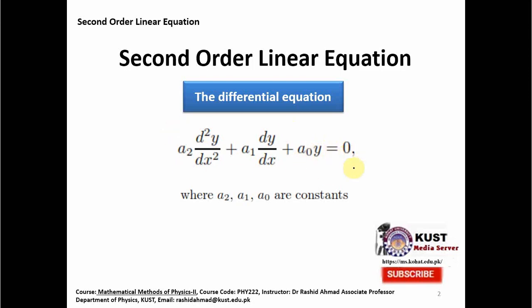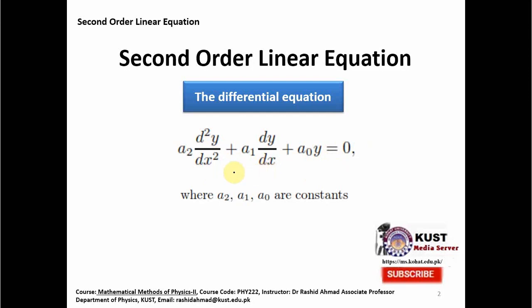This is the simplest form of the second order linear equation. We will see in future lectures that it is possible that on the right hand side we don't have 0 but some function of x, and then the method of solution is a little bit more difficult as compared to this equation. But let's at the moment concentrate on such equations and see how we can solve them.